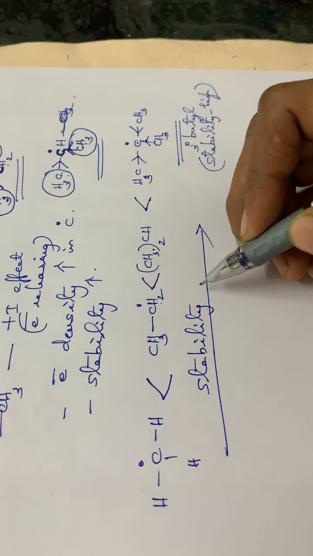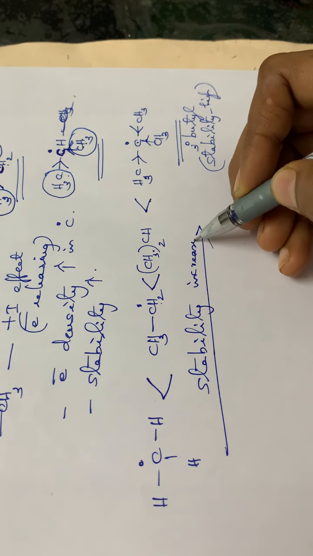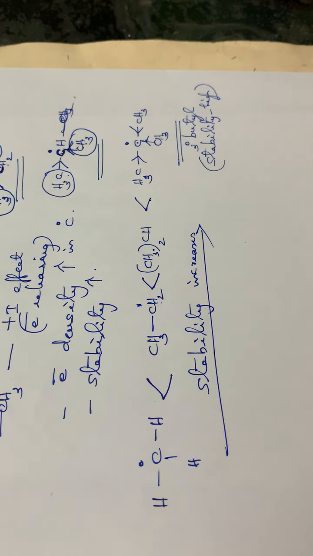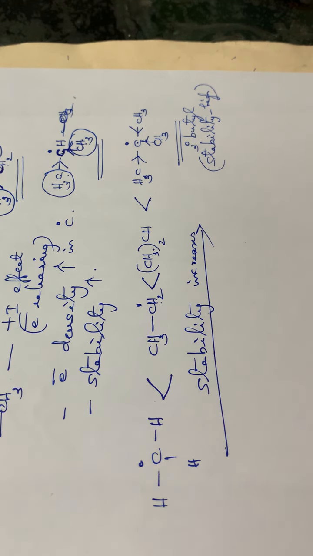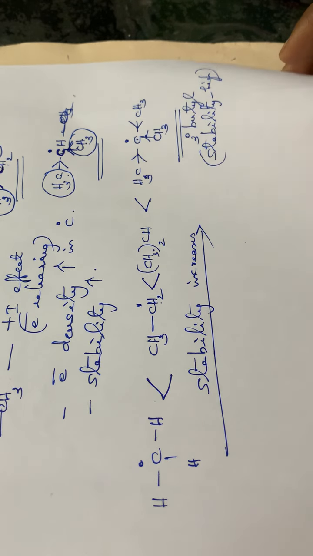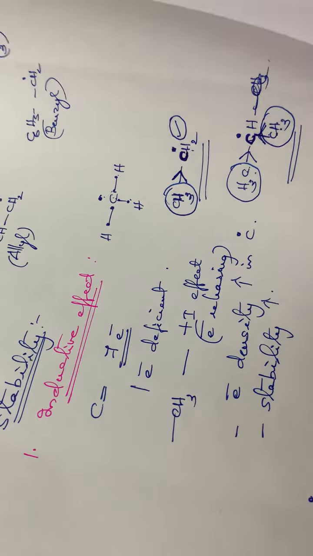And the most stable one will be the tertiary butyl free radical, and the least stable will be the primary or methyl free radical. Okay, so this is the explanation given by the inductive effect. Next we can go through the explanation of stability in terms of hyperconjugation.